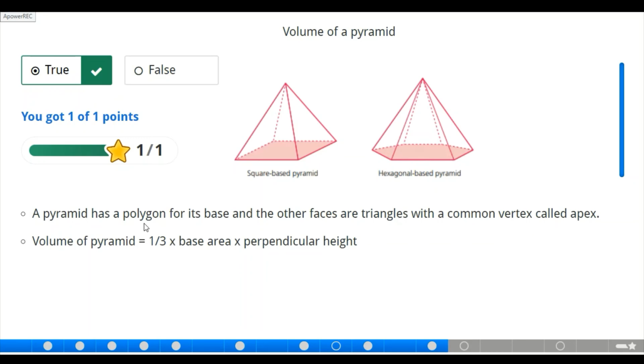Okay, so a pyramid has a polygon for its base, and the other faces are triangles with a common vertex called the apex. If you look at it, this is a triangle, a triangle, a triangle. So for this hexagon base pyramid, we are going to have 6 triangles, and for this square base pyramid, we are going to have 4 triangles. So the volume of a pyramid is calculated as 1/3 multiplied by base area multiplied by perpendicular height.